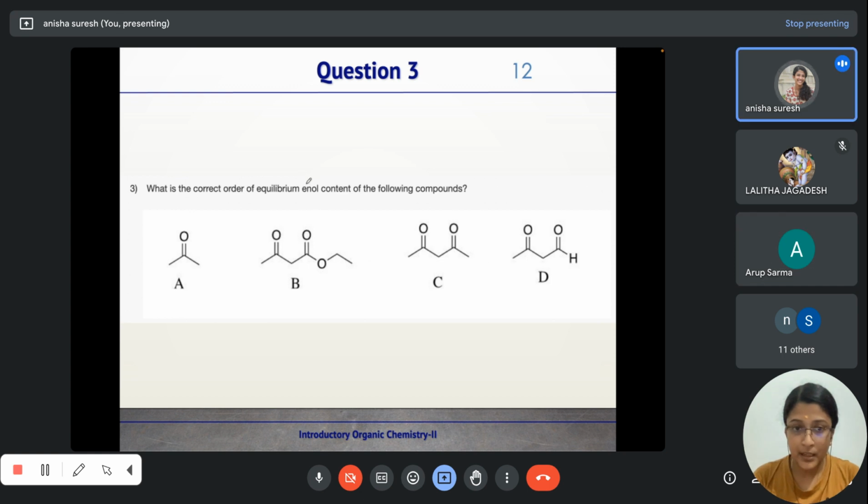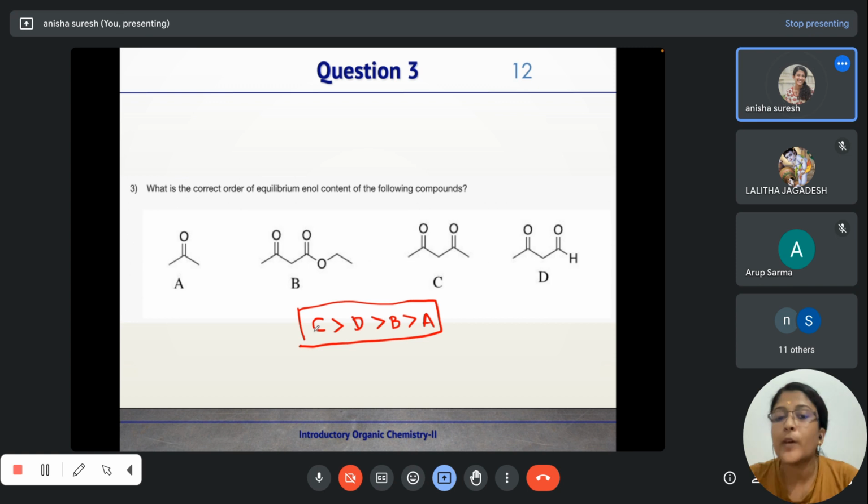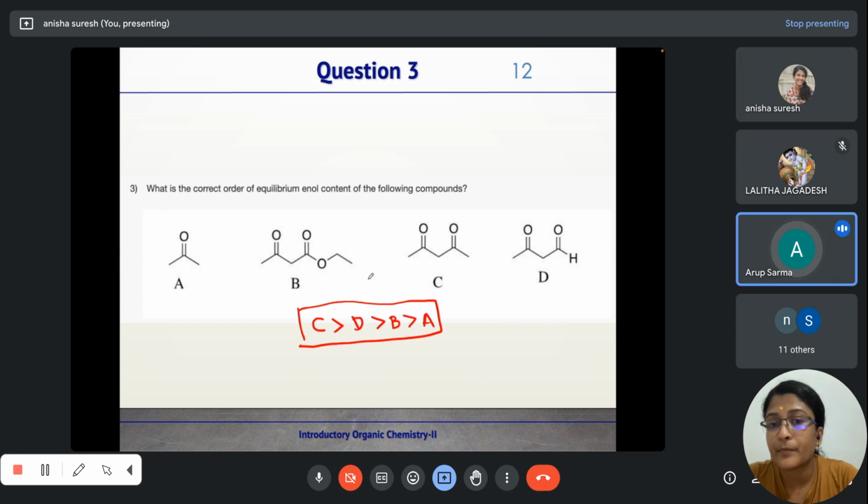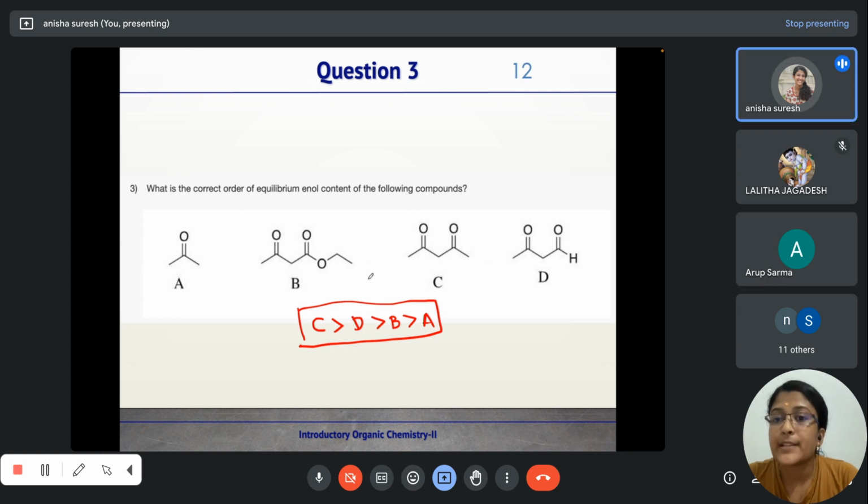C, D, B, A. Okay. So this is the correct answer. So what will be the reasoning that you can give for this? Calculate the total number of alpha hydrogens. Yeah, we will be calculating the number of alpha hydrogens.